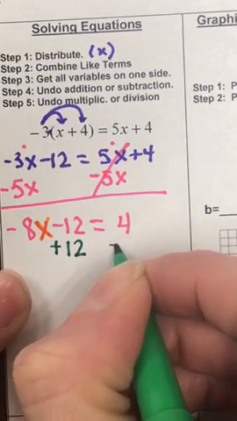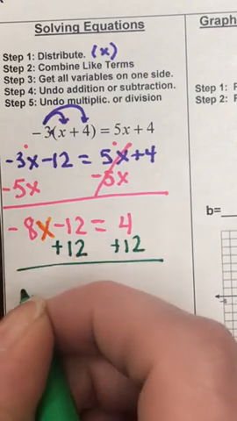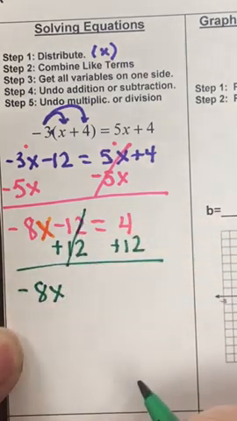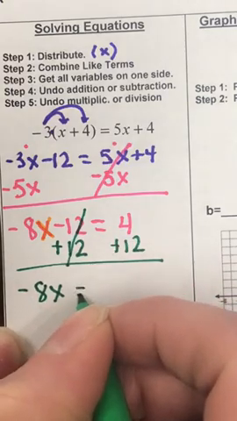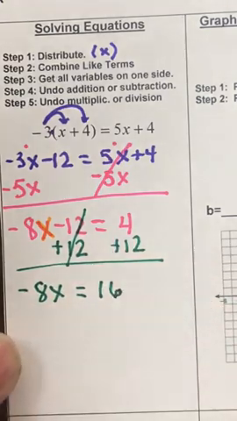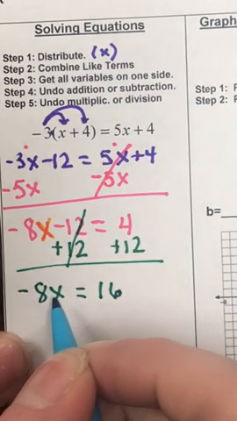If I do that to one side, I'm going to do that to the other. So I've got the -8x. Those 12s make a 0, so it cancels from this side. And on the right side, 4 plus 12 is 16. All right, from there, I've got to finish solving by getting rid of that -8 that's attached to the x.